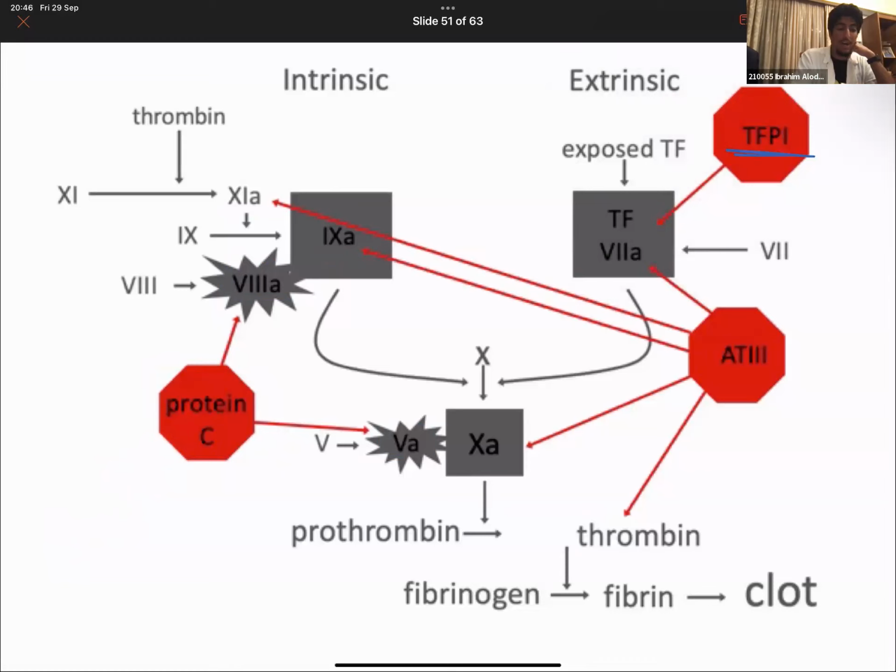So there's tissue factor pathway inhibitor, which is going to inhibit tissue factor. And there is protein C, which is going to inhibit activated factor 8 and activated factor 5. Those are the ones I want you guys to remember. And then protein C needs protein S to work. Okay?